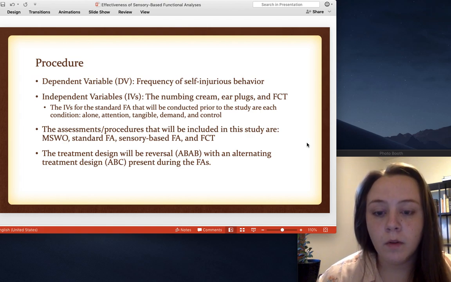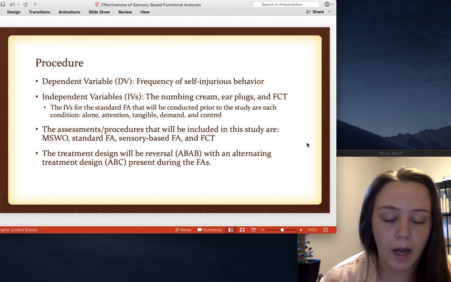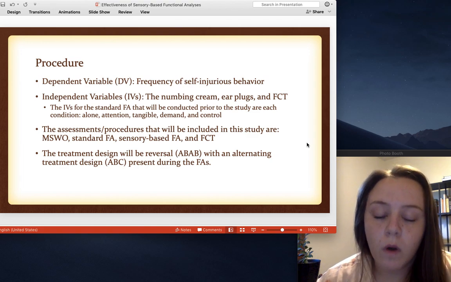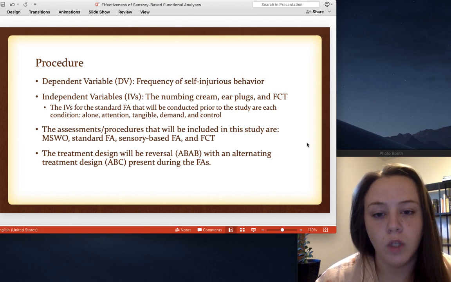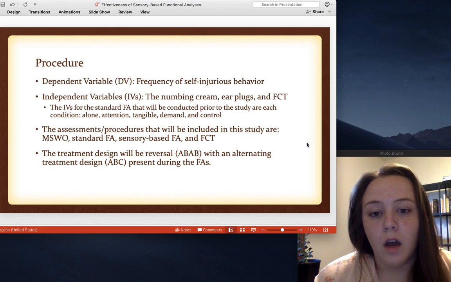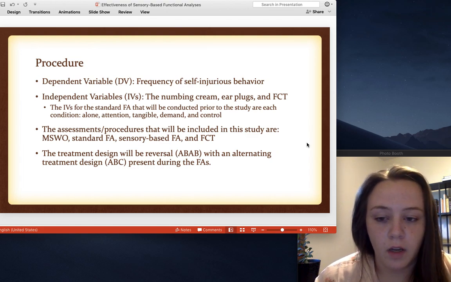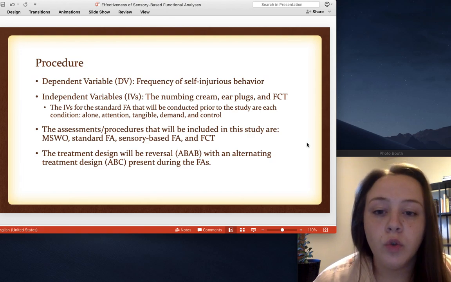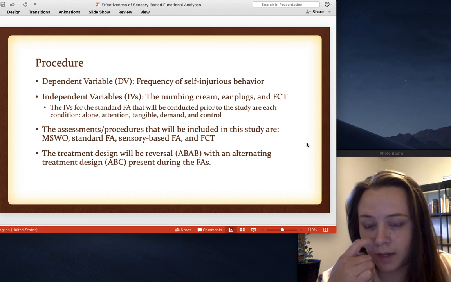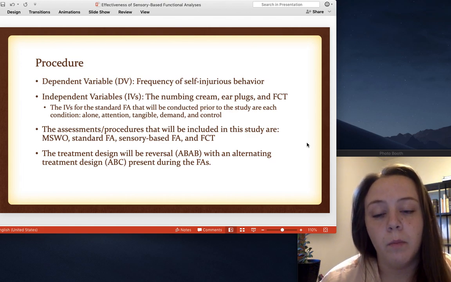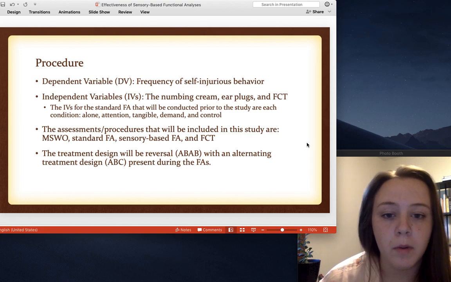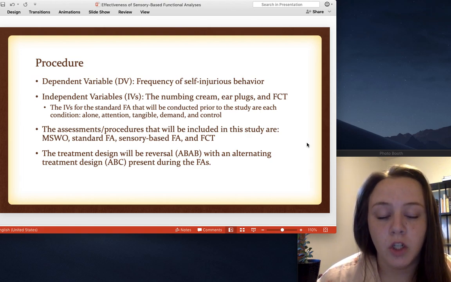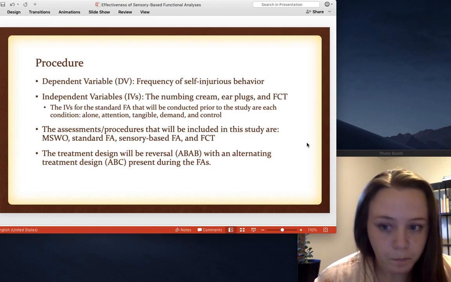The independent variables in the study are a little bit different depending on where we're at. At the very beginning, technically before the study, where we'll be doing that standard FA to ensure that our participants have automatic function, we will have the independent variables of those different conditions. So the alone, the attention, the tangible, demand, and control. And then the independent variables for the true study, so what will happen following that standard functional analysis, will be the presence of the numbing cream, the presence of the earplugs, and then the functional communication training being in place.